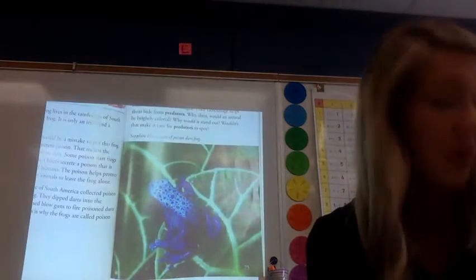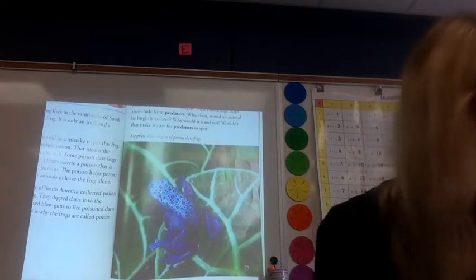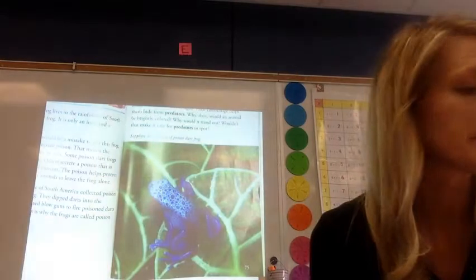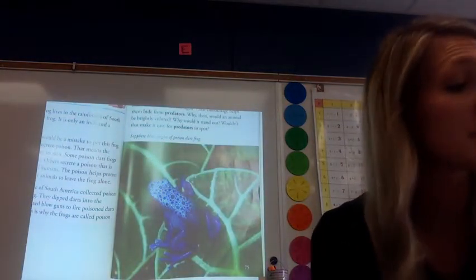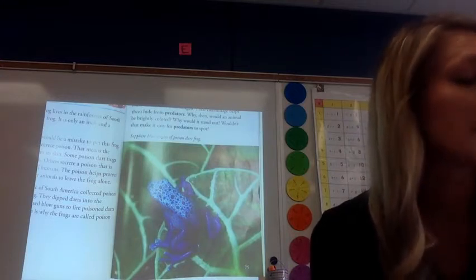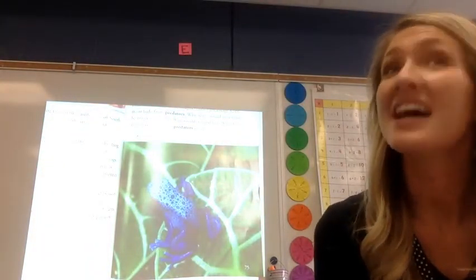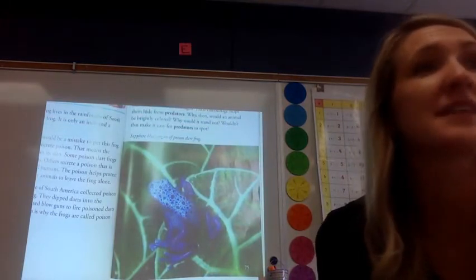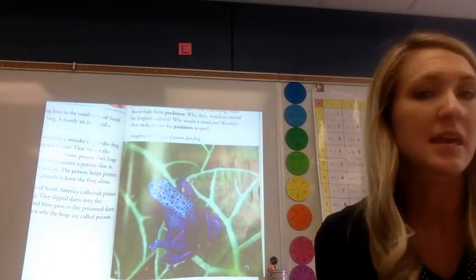The native people of South America collected poison from this kind of frog. They dipped darts into the poison. Then they used blowguns to fire poison darts at their enemies. This is why the frogs have been called poison dart frogs. Gives you a little background on their name, right? I know it's lots of writing today, but it's quick information. You don't need complete sentences, just quick information. Keep filling out as we go.